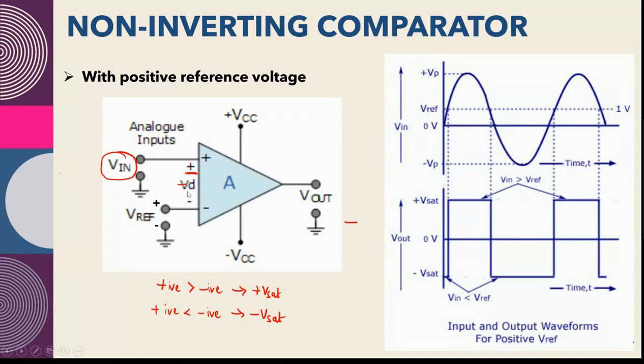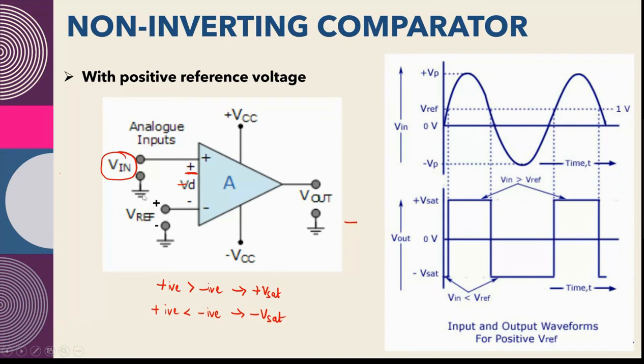Next we will see the operation. Here the input signal is a varying signal, so we have considered an AC signal. And we are giving a reference voltage. The reference voltage we have given in the inverting terminal. The input signal we have given in the non-inverting terminal. So the voltages will be compared.